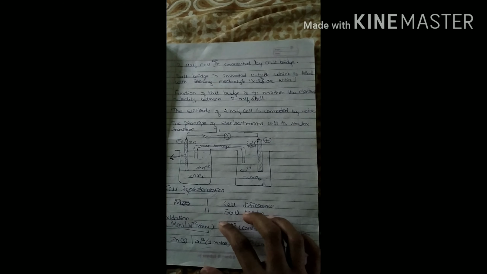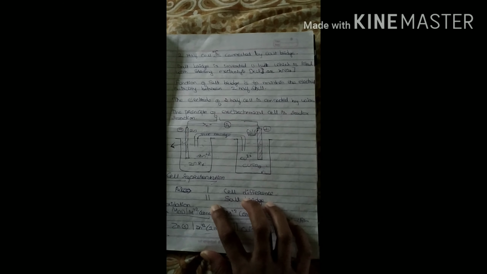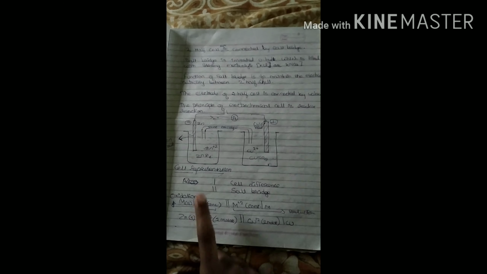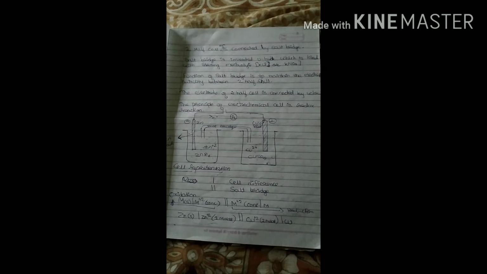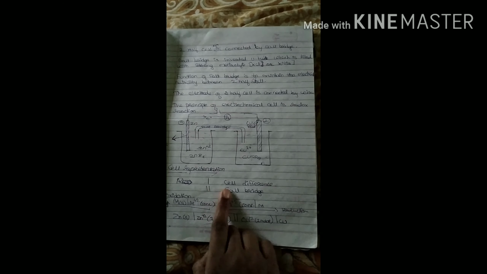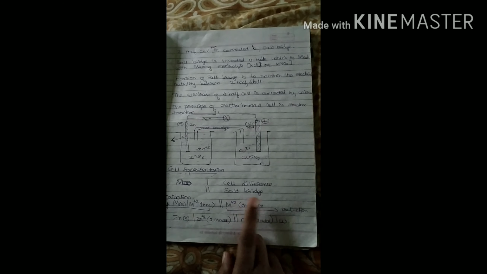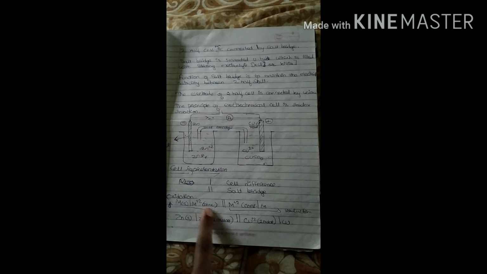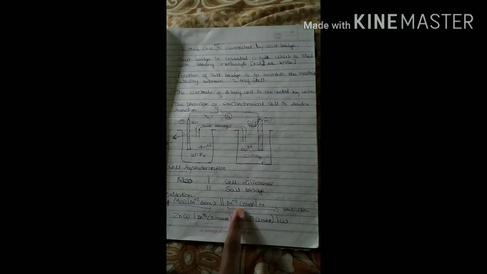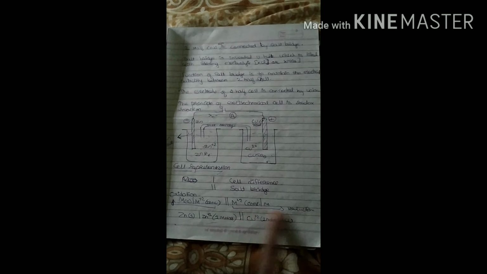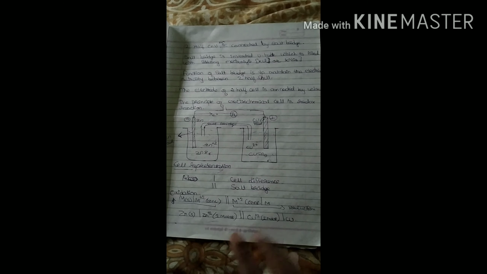The principle of the electrochemical cell is the redox reaction, in which oxidation and reduction both take place. For cell representation, a single line denotes the phase boundary and a double line denotes the salt bridge. Oxidation: M to M plus, concentration, salt bridge, M plus 2 concentration to M. Oxidation takes place on one side and reduction takes place on the other.